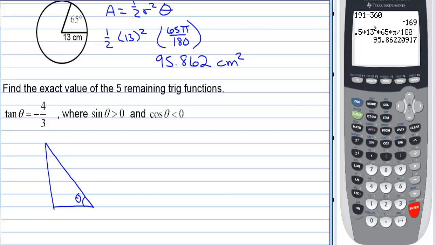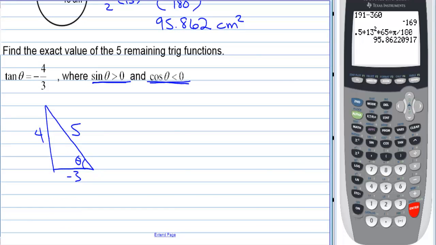So here's theta right there. Now it says sine is positive and cosine is negative. So if sine is positive, this is going to be 4, and that'll be the negative 3. I got to get negative 4/3 out of there. I could probably go with either way and get negative 4/3, but I got to follow the criteria, right? So this is a 3, 4, 5 right triangle. We could use the Pythagorean theorem to find that hypotenuse. And now we just have to find the other 5 trig functions.